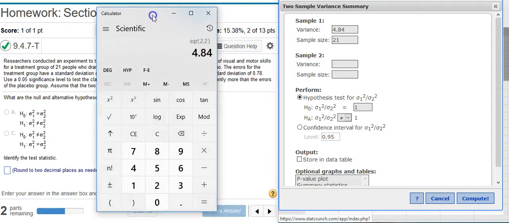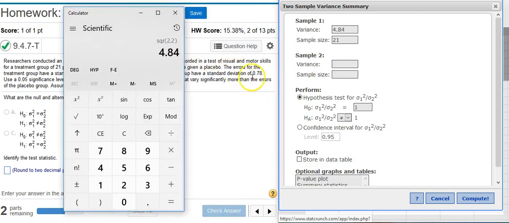And then for the placebo group, we see its standard deviation is 0.78. Square it to get its variance. And it also has a sample size of 21.